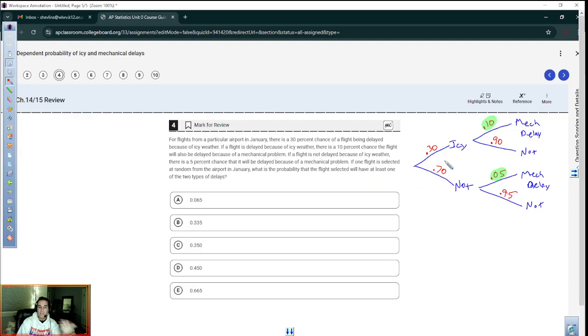So these are obviously dependent instances, but if we want to find, what do they ask you? They ask you the probability that the flight will have at least one of the two types of delays. At least one.